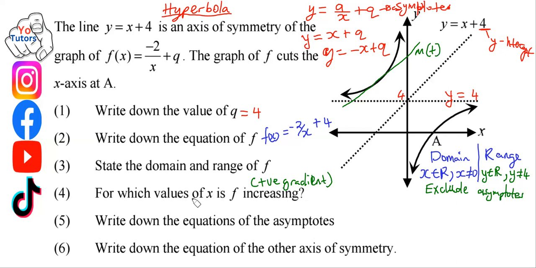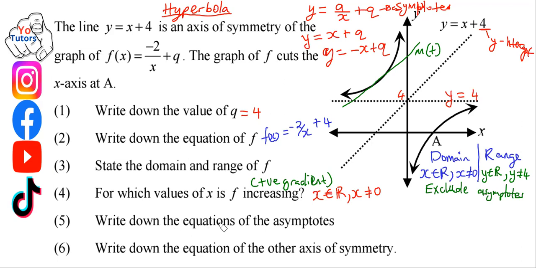So we are saying for which values of x is f increasing, we are actually talking about the domain. So we are saying x is an element of real numbers. It's defining the same thing as the domain, x is an element of real numbers, but x cannot be equal to 0, because that's what is happening here. It cannot increase where x is equal to 0, meaning to say it cannot touch the y-axis.